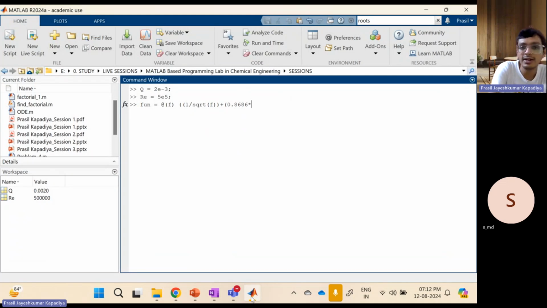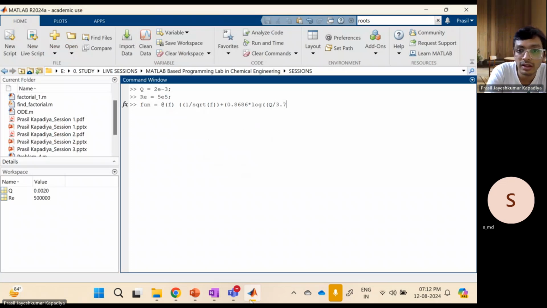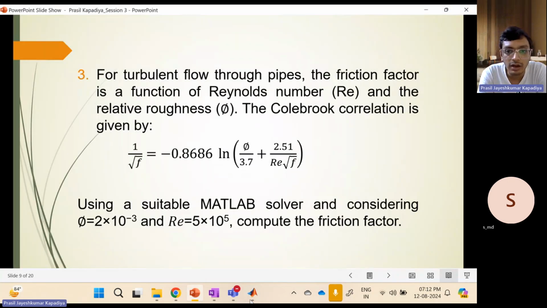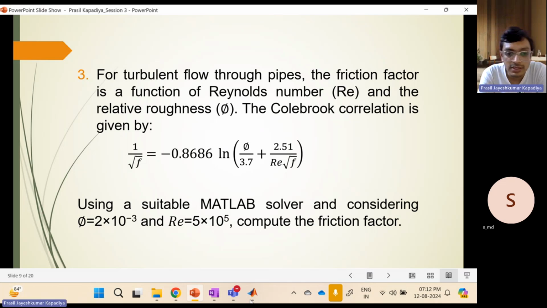0.8686 into log. Natural log is given by log only in MATLAB. I guess if you use ln, no, there is nothing called ln. If you need base 10 log, you need to write it differently. But here it is ln. So ln, and here also two terms: phi divided by 3.7, plus 2.51 divided by Reynolds number into square root of f.